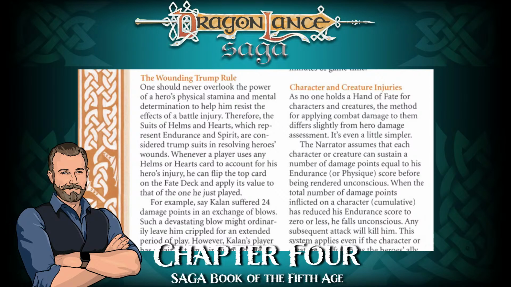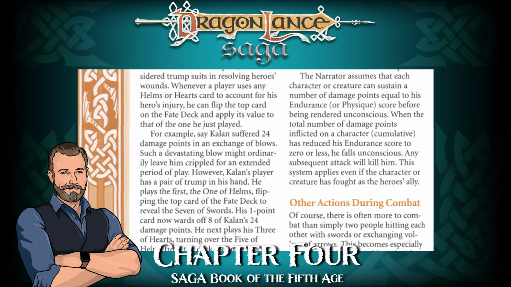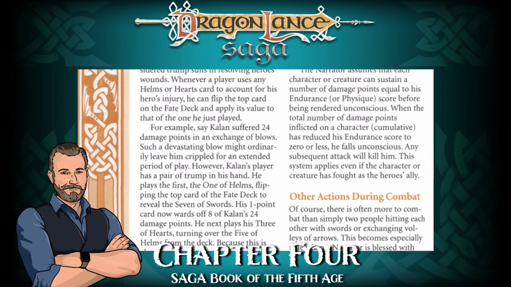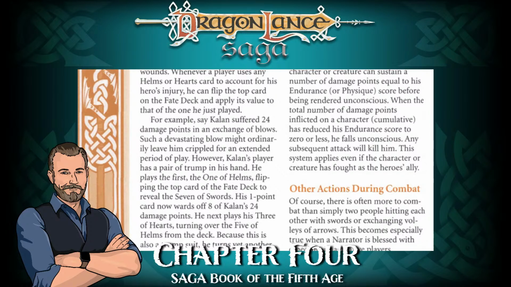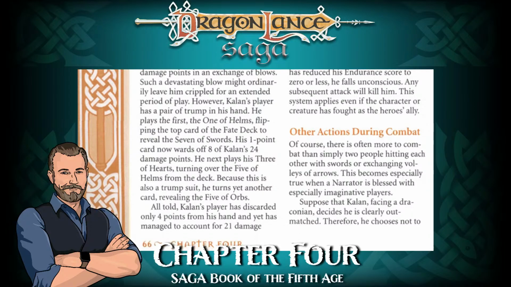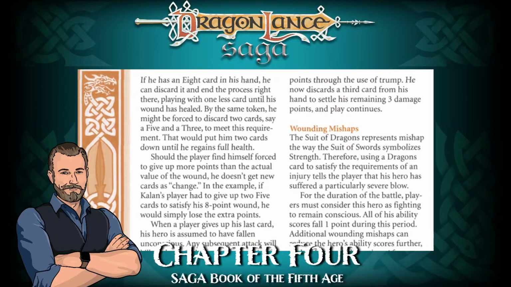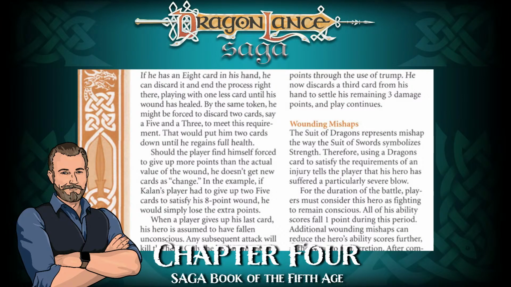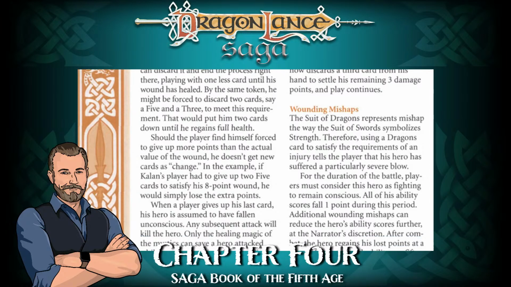For example, say Kalen suffered 24 damage points in an exchange of blows. Such a devastating blow might ordinarily leave him crippled for an extended period of play. However, Kalen's player has a pair of trump in his hands. He plays the first, the 1 of Helms, flipping the top card of the Fate deck to reveal a 7 of Swords. With only a 1 point card, he now wards off 8 of Kalen's 24 damage points. He next plays his 3 of Hearts, turning over the 5 of Helms from the deck. Because this is also a trump suit, he turns yet another card, revealing the 5 of Orbs. All told, Kalen's player has discarded only 4 points from his hand, and yet has managed to account for 21 damage points through the use of trump. He now discards a third card from his hand to settle his remaining 3 damage points, and play continues.